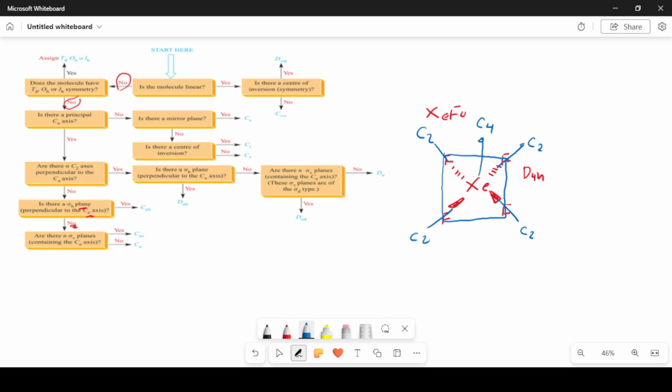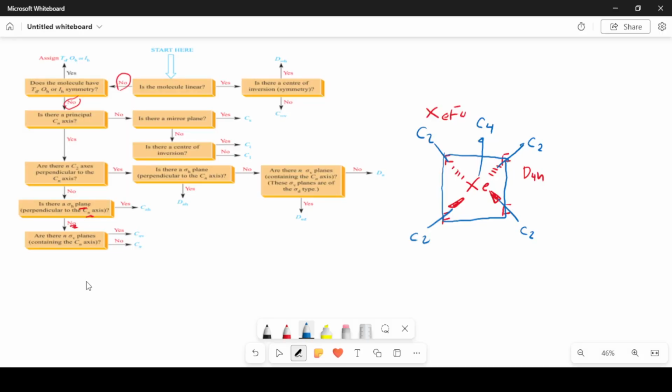So, paano ko nasabi? Let's take a look. So, this is the square planar. And I have this sigma h plane beneath this, sa ibabaw. And this is the principal axis. So, it is perpendicular. So, it contains a sigma h plane, okay? So, it's a yes. Yan, dito tayo. Ah, yes. Dito pala tayo. Dito tayo sa yes. Sorry for that.